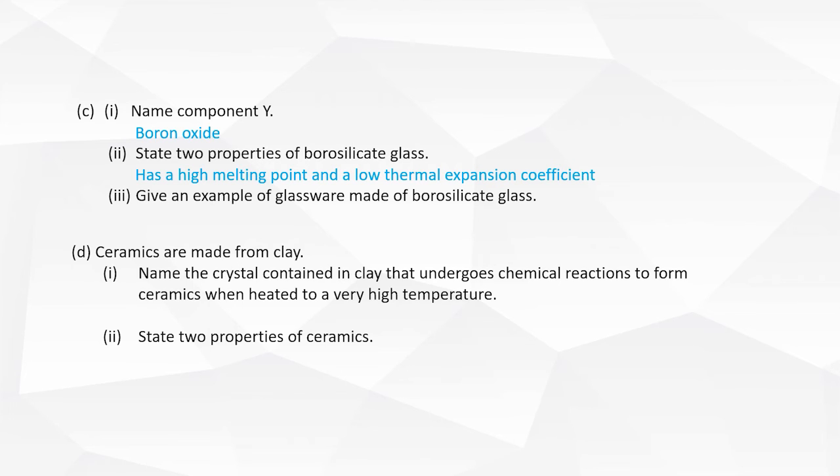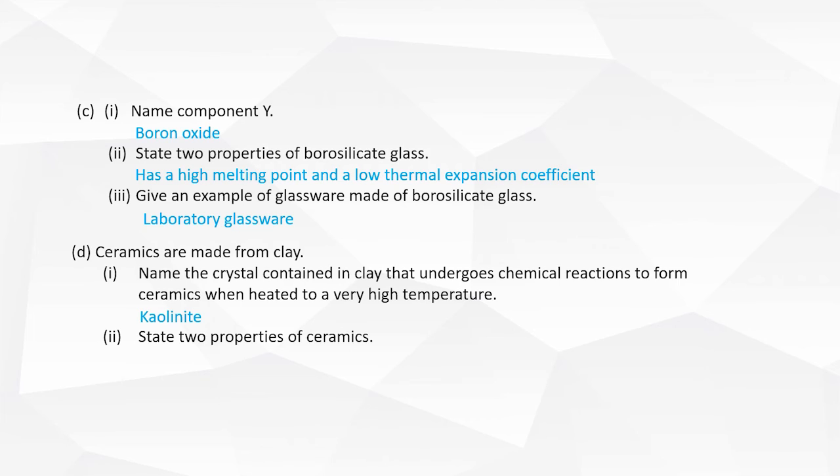Next, question C3 requires us to give an example of glassware made from borosilicate glass. The answer is laboratory glassware, such as a beaker or conical flask. The last question is about ceramic, which is made from clay. D1. Name the crystal content in clay that undergoes chemical reactions to form ceramics when heated to a very high temperature. The answer is kaolinite.